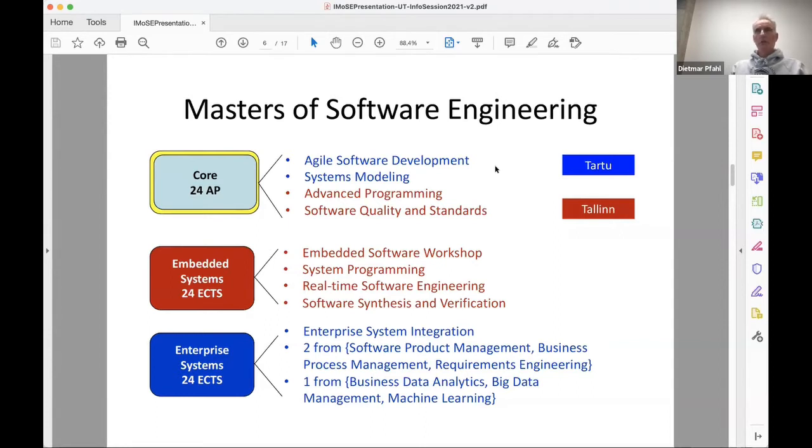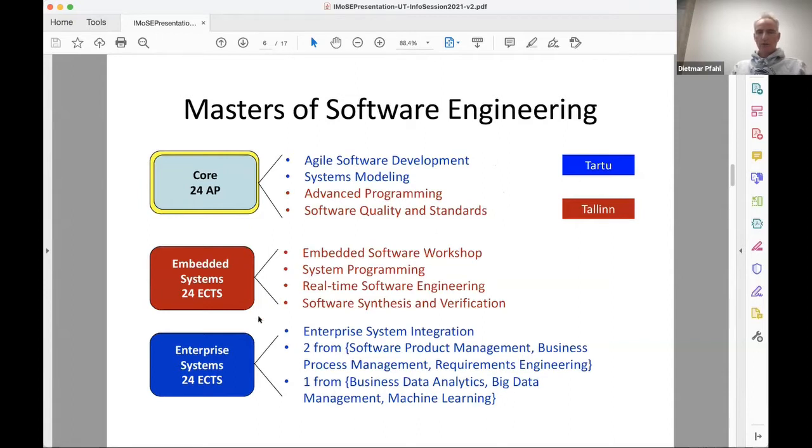And depending on the teacher who's giving the course, it might simply mean that you can also learn something about model checking or about code generation, etc. So that's systems modeling. Then there are 2 courses taught by Technical University Tallinn, Taltech. One is called Advanced Programming, and the other one is called Software Quality and Standards.